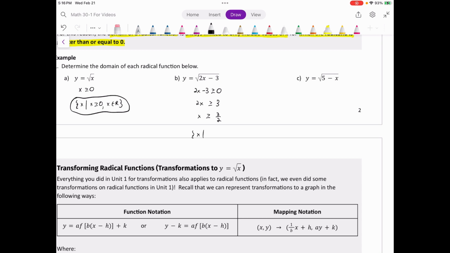So that makes our domain for this one the set of all x's such that x is greater than or equal to 3 over 2, x is an element of the real numbers. Of course, you could also do it in interval notation. So x could be anything from 3 over 2 all the way up to infinity. For that, I should clarify it's a domain. Okay, and there we go.